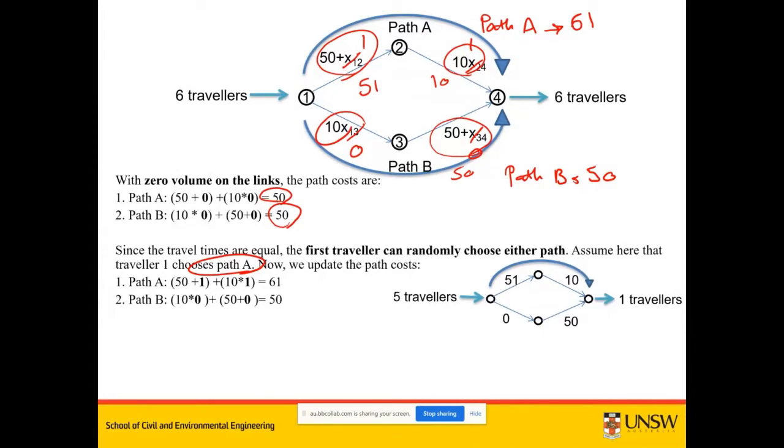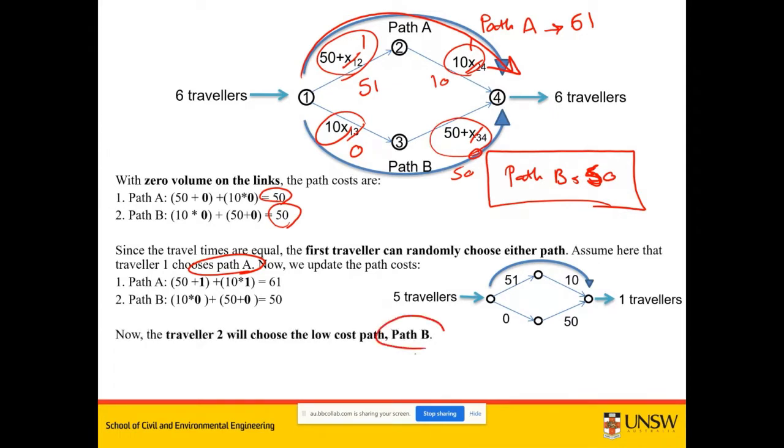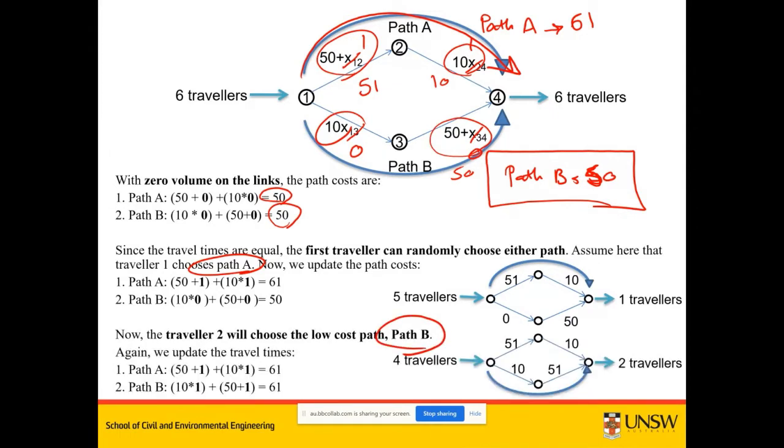Now let's load the second person. The first person has taken path A. Now if you want to load the second person into the network, which one is the shortest route? Obviously path B is the shortest route now because it has 50 minutes, or whatever the cost unit is here. 50 is smaller than 61. So the second person will obviously choose path B.